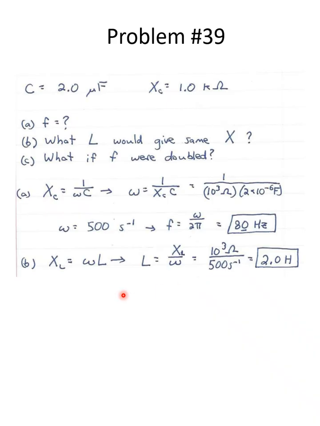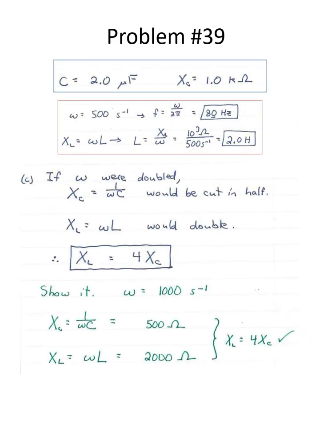Now for question B. Question B says, what inductance would give the same reactance at this frequency? Well, inductive reactance is omega L, so we'll solve for L. That's the reactance over omega. So 10 to the third ohms divided by 500 radians per second, and that's going to give 2.0 henries. Up at the top of the screen, I have the given information in the blue box and our results from questions A and B in the red box.